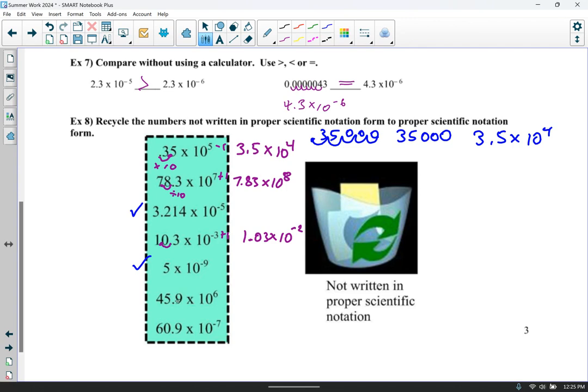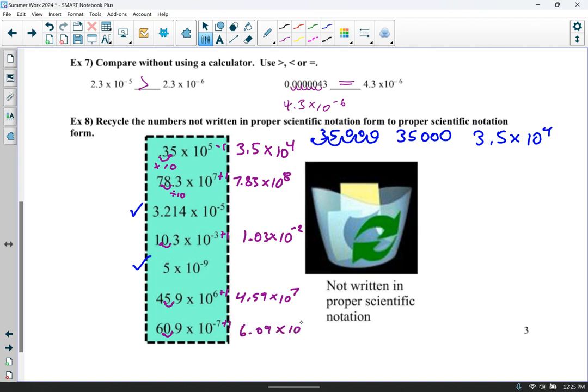Okay. 45.9 times 10 to the 6. Again, it's too big. Divide by a power of 10. And then I'm going to give that extra power of 10 I took out to the exponent, making it 4.59 times 10 to the 7th. 60.9 times 10 to the negative 7th, move 1 to the left, add 1.